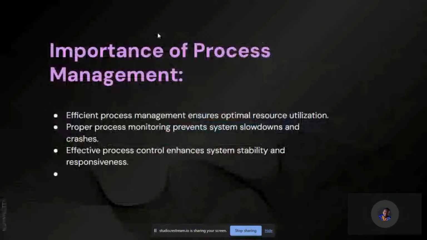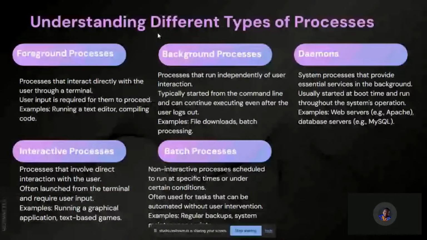So understanding different types of processes. This slide is just a very quick shabby slide, but I just have to go through all of it. We have foreground processes, background processes, daemons, interactive processes, and bash processes. Let me just go straight to it. Foreground processes interact directly with the user through a terminal, and they require user input for them to proceed. Examples of foreground processes are text editors, or compiling code.